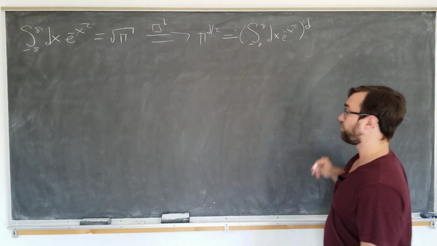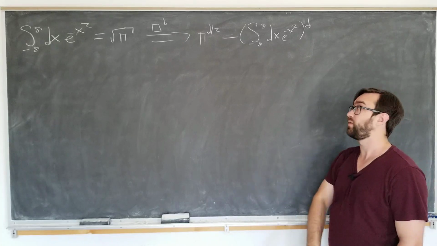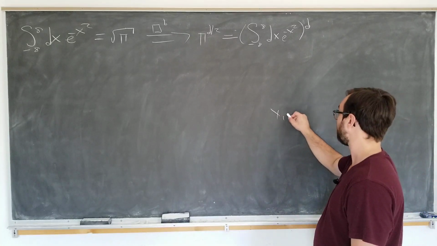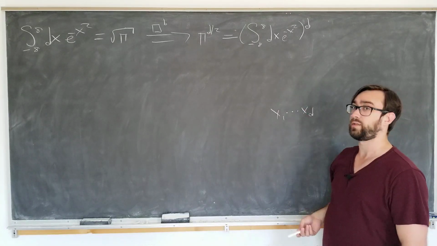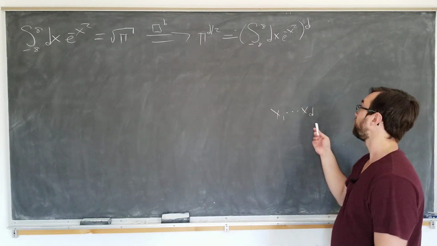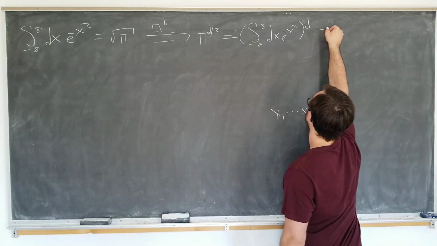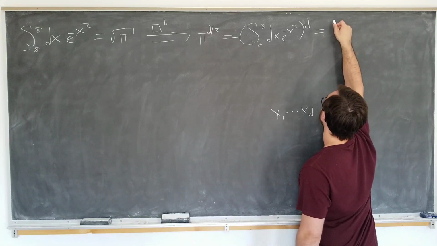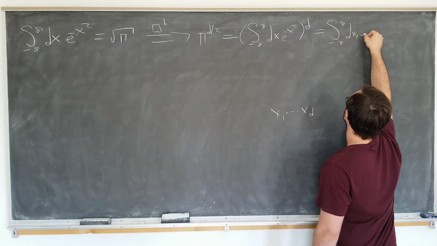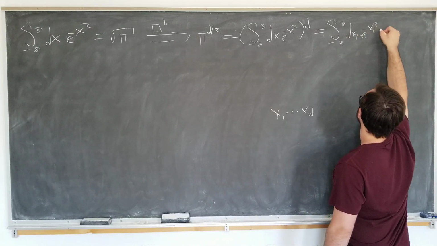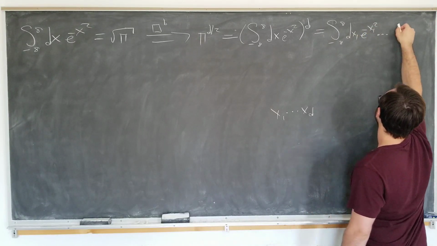Now we're going to introduce some dummy variables here. We're going to use x1 through xd. We're going to call each integral a new variable, and there are going to be d of them. So everything is replaced with dx1, and it's e to the minus x1 squared. We repeat this d times.